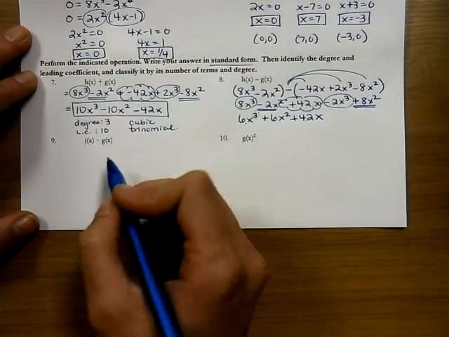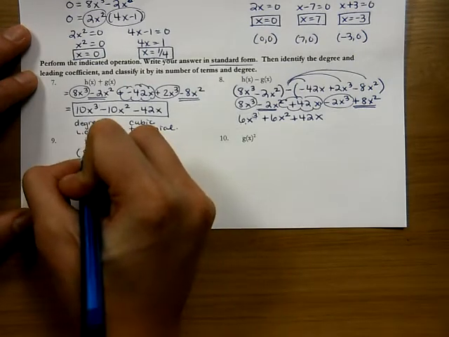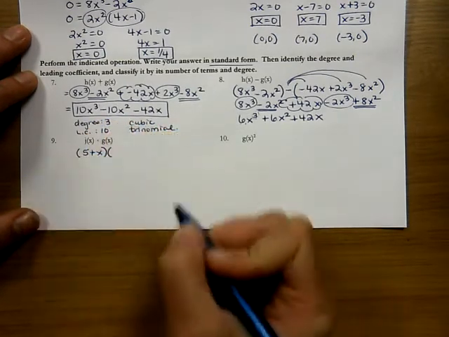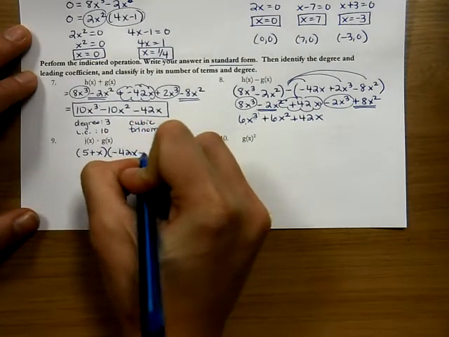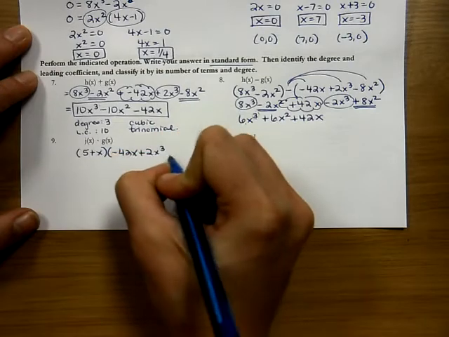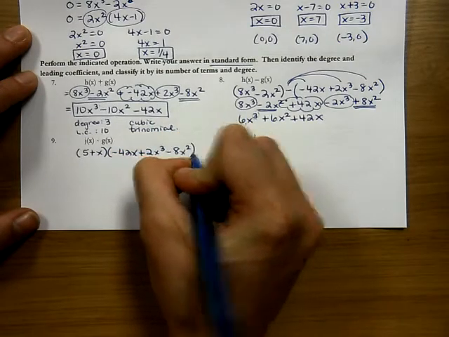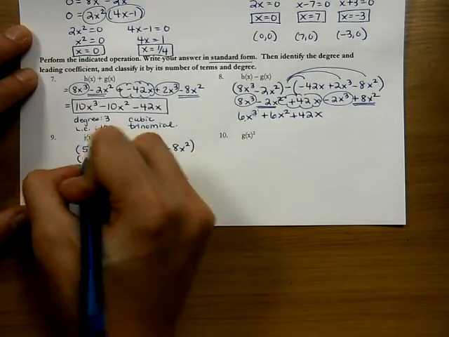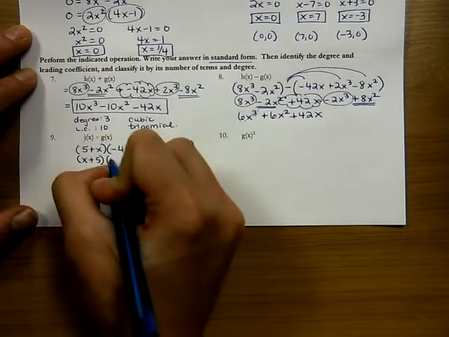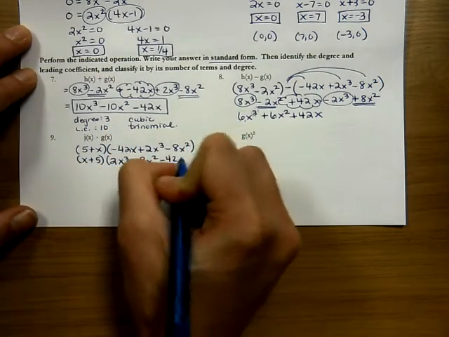Moving on to number 9, j of x times g of x. Well, j of x is 5 plus x, and g of x is negative 42x plus 2x to the third minus 8x squared. Now, I do think this will be a little bit easier if we write both of these in standard form, so let's rewrite this. X plus 5 times 2x to the third minus 8x squared minus 42x.